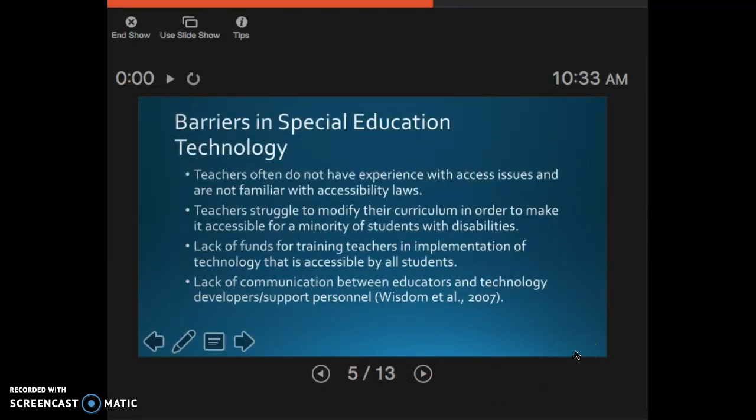There are several barriers in making technology work for students with exceptionalities. To name a few, teachers often do not have experience with access issues and are not familiar with accessibility laws. Teachers struggle to modify their curriculum in order to make it accessible for a minority of students with disabilities. Lack of funds for training teachers in implementation of technology that is accessible by all students. Lack of communication between educators and technology developers and support personnel.